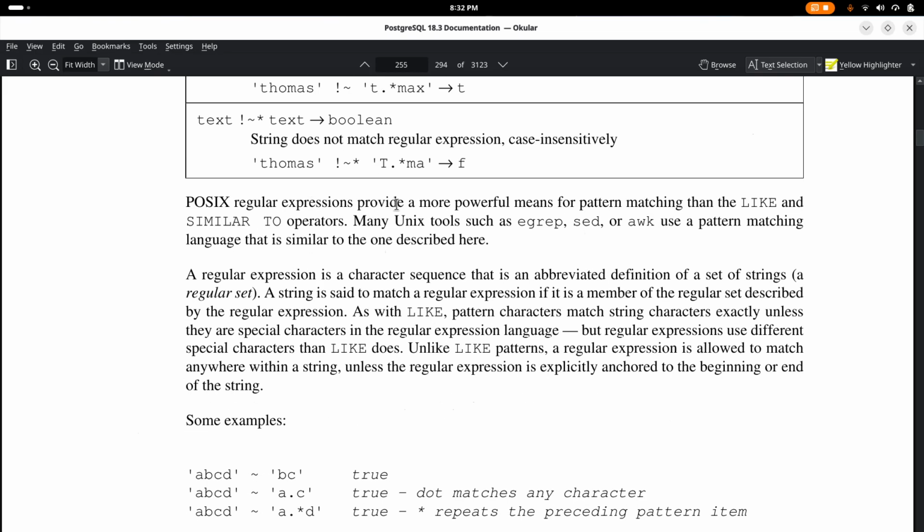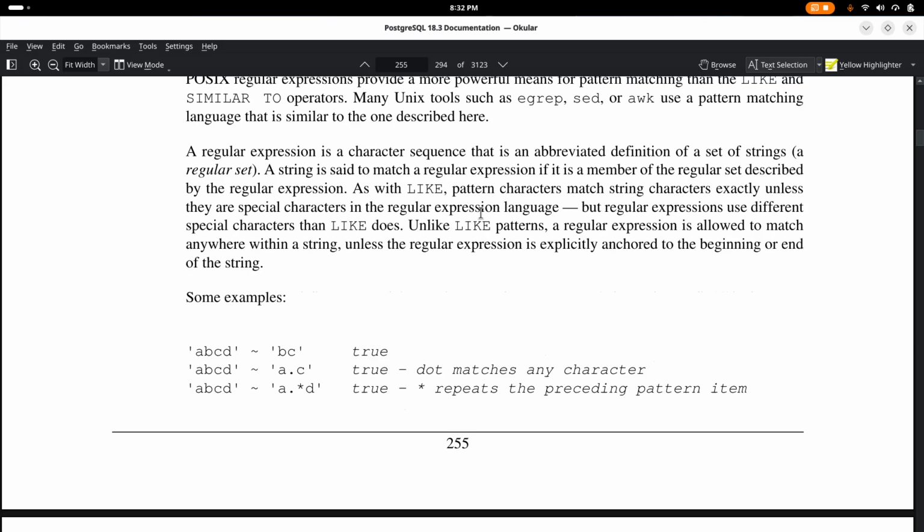POSIX regular expressions provide a more powerful means for pattern matching than the LIKE and SIMILAR TO operators. Many Unix tools such as wget, sed, or awk use a pattern matching language that is similar to the one described here. A regular expression is a character sequence that is an abbreviated definition of a set of strings, a regular set. A string is said to match a regular expression if it is a member of the regular set described by the regular expression. As with LIKE, pattern characters match string characters exactly unless they are special characters in the regular expression language.